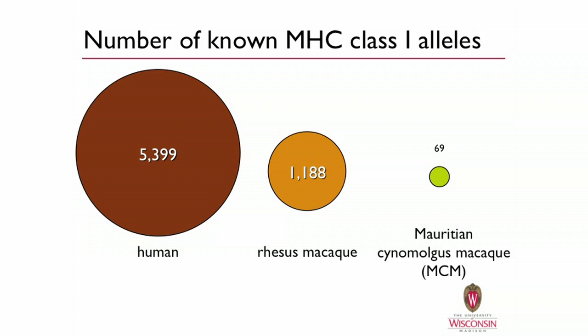So if we move on to describe the number of known MHC class 1 alleles in different species, in humans, as I mentioned last week, there are quite a few MHC class 1 alleles. If you added up the number that I put on my slide last week, it's 5,399, quite a few. In Indian rhesus macaques, again, the next best species to study, they have about 1,188 MHC class 1 alleles. But in Mauritian Cynomolgus macaques, there are only 69 MHC class 1 alleles. So there are many fewer alleles that we have to think about when we're trying to study this population of macaques.